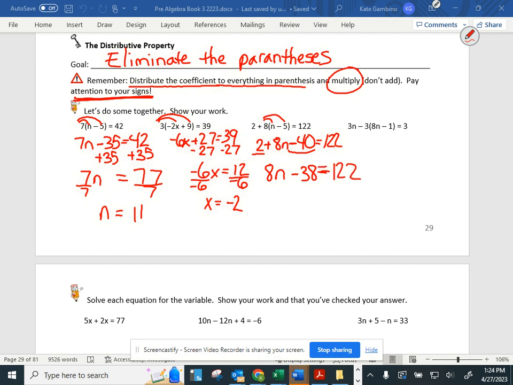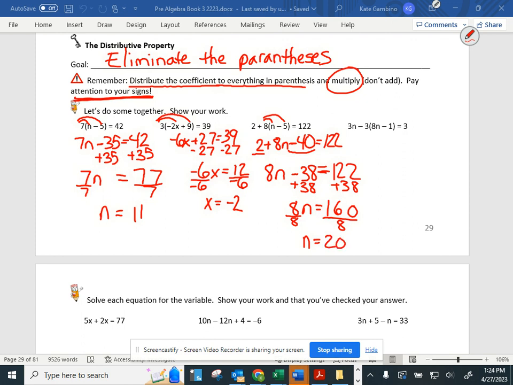I do my opposite operations. Minus 38 is plus 38. So I have 8n equals 160. Opposite operation of multiplying is dividing. And I have n equals 20.